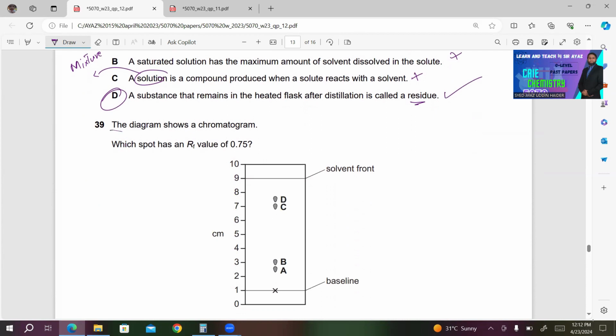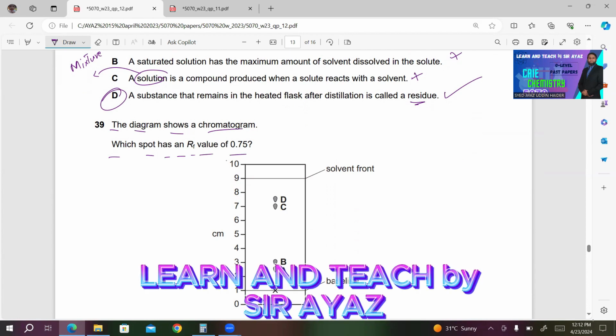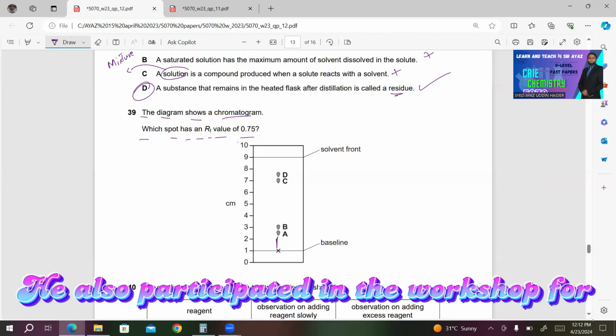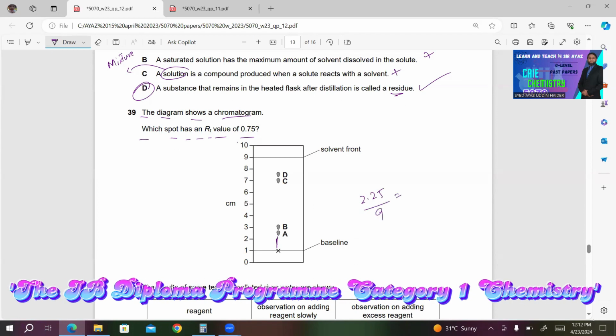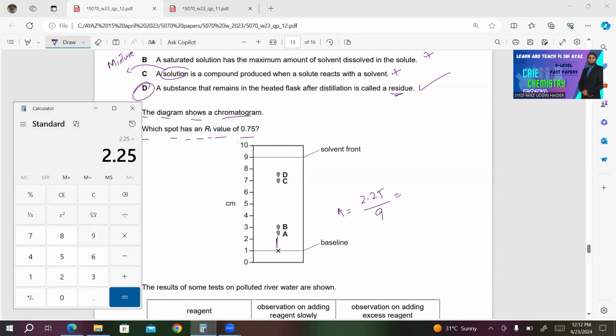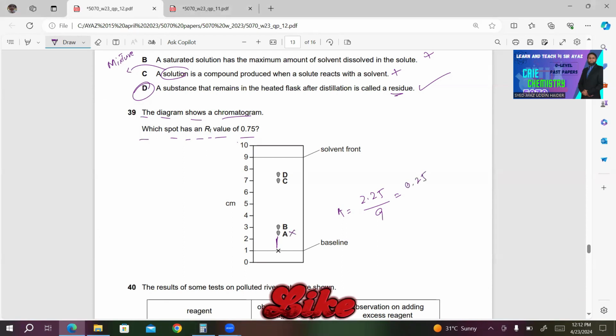39. The diagram shows a chromatogram. Which spot has an RF value of 0.75? So you need to work out the RF value for A, B, C, and D. Look at A. The distance traveled by A must be 2.25, divided by the distance traveled by solvent, which is 9. So 2.25 divided by 9, this is incorrect.